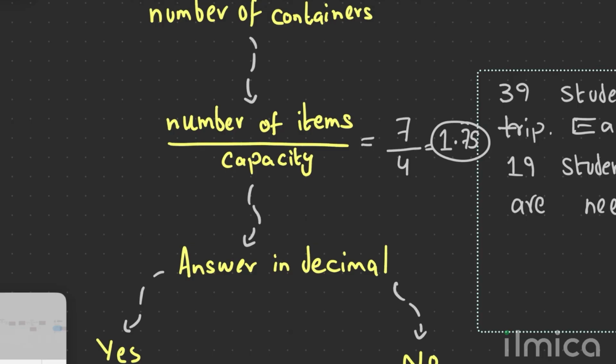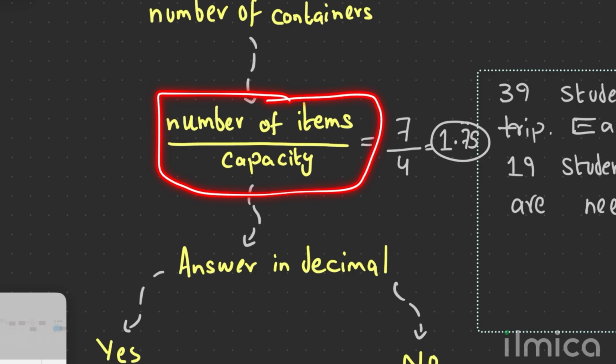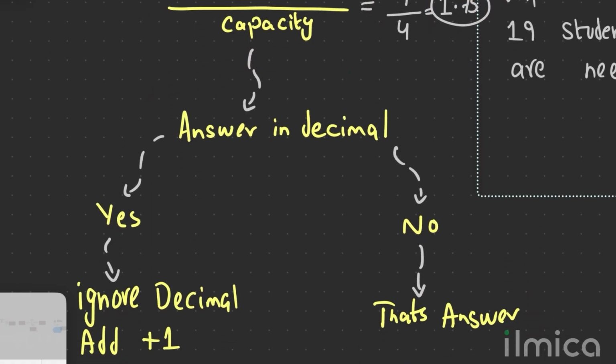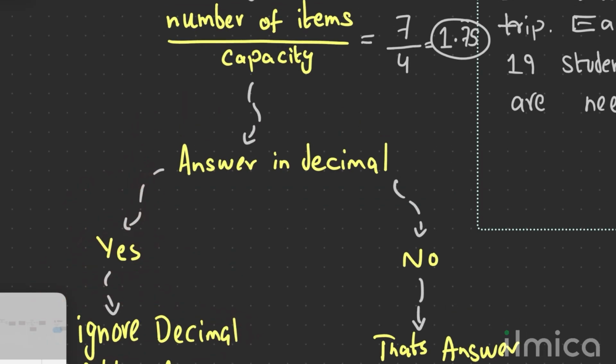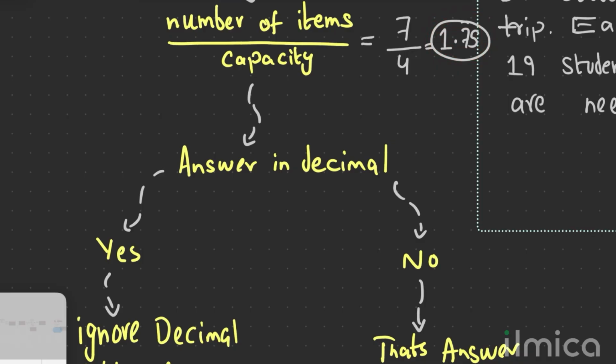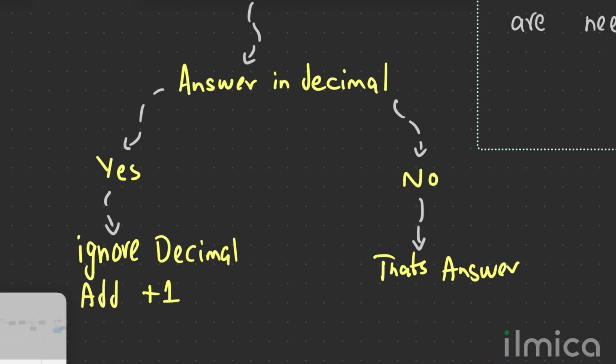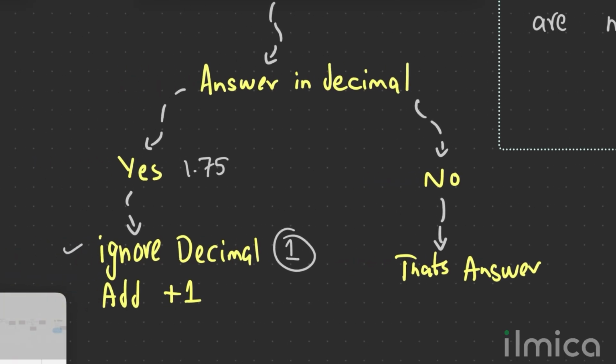So this is the first thing you do. You take the number of items, you divide that by the capacity, and you look at your answer. Now, if your answer has a decimal in it, then what you do is basically ignore the decimal. So if we were getting 1.75, we will ignore the decimal, and we will just have 1, and then we have to add 1 to it. So the 1 becomes 2, and that becomes our answer.